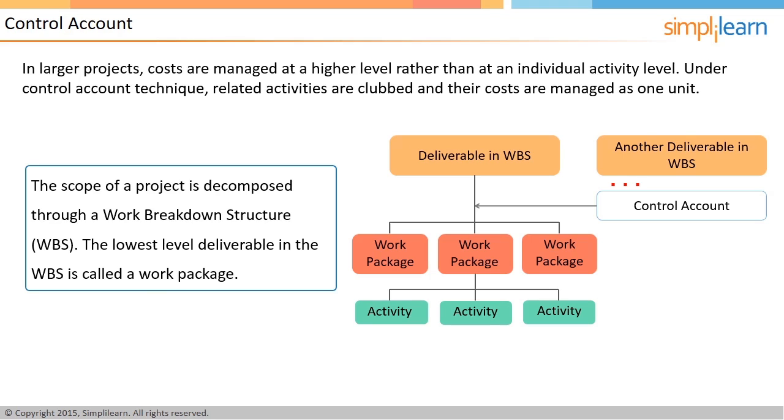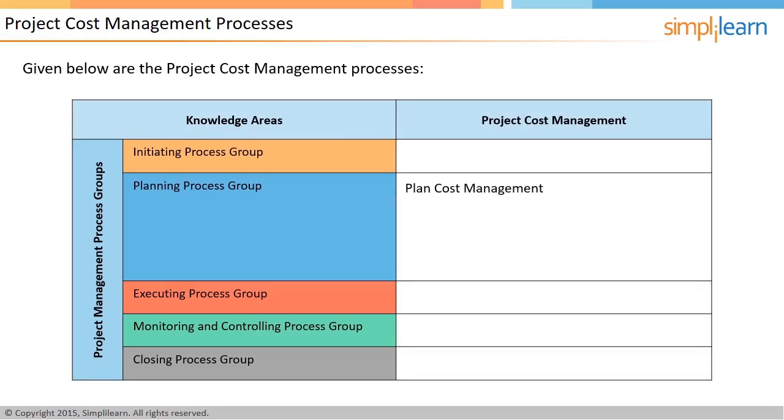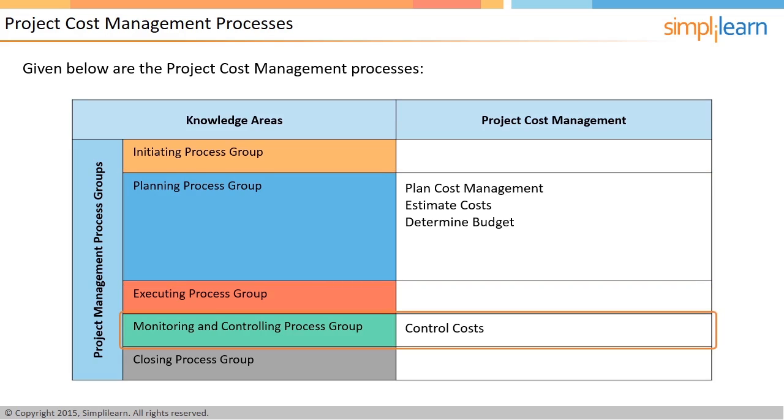In the next screen, let us discuss the project cost management process. Project cost management has 4 processes. They are plan cost management, estimate costs, determine budget, and control costs. The 3 processes, plan cost management, estimate costs, and determine budget, are a part of planning process group, and control cost process is a part of monitoring and controlling process group. Let us look at each of these processes in detail.